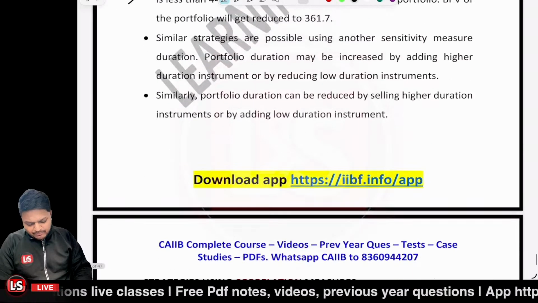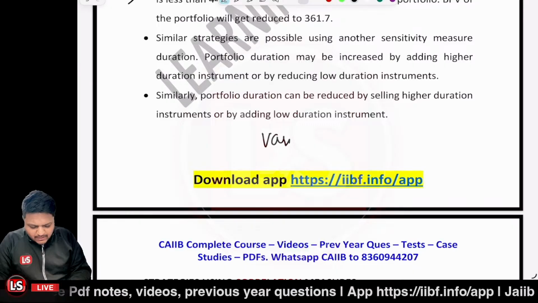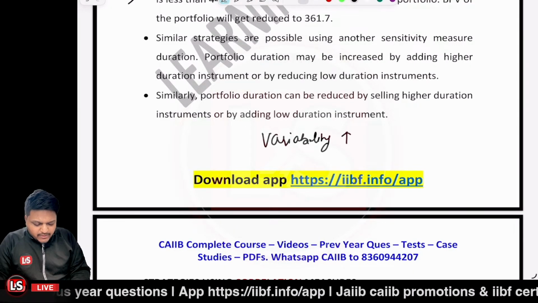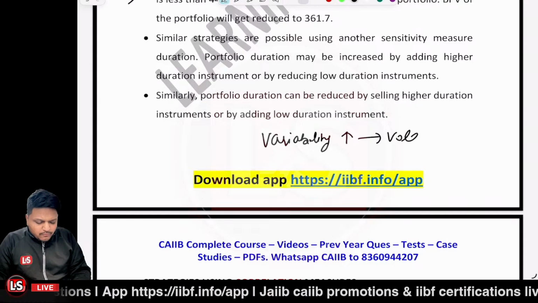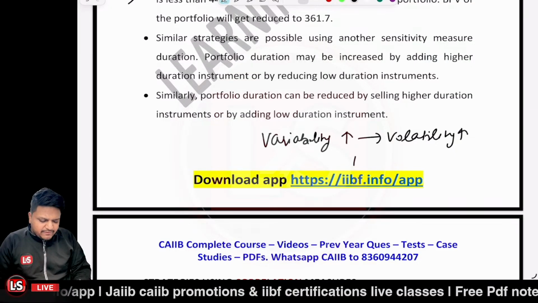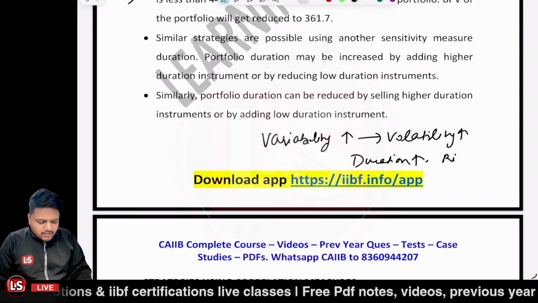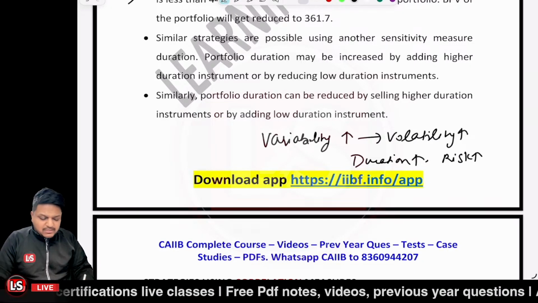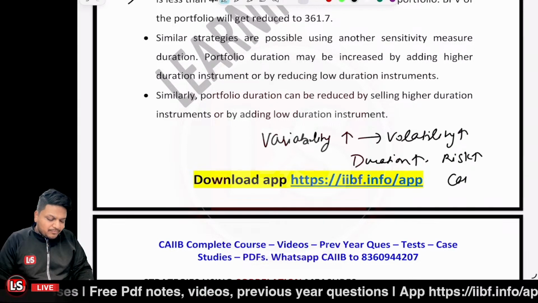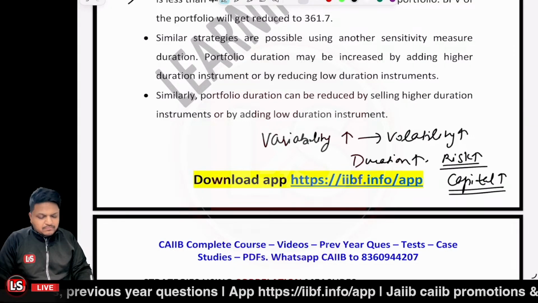Let me just write this for you. So if you're having more variability, in that scenario, what does it indicate? It indicates that more volatility is there. More volatility indicates that definitely the duration is also going to be more. And when more duration is there, more risk is there. And when more risk is there, we do require more capital so that we can absorb the risks associated with the same. Okay.